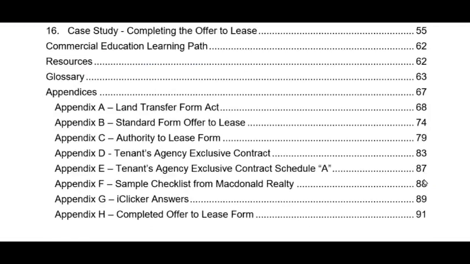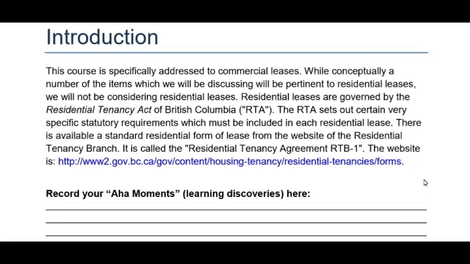All right. We'll skip the table of contents and the introduction. This course is specifically addressed to commercial leases, while conceptually a number of items which we will be discussing will be pertinent to residential leases. We will not be considering residential leases.